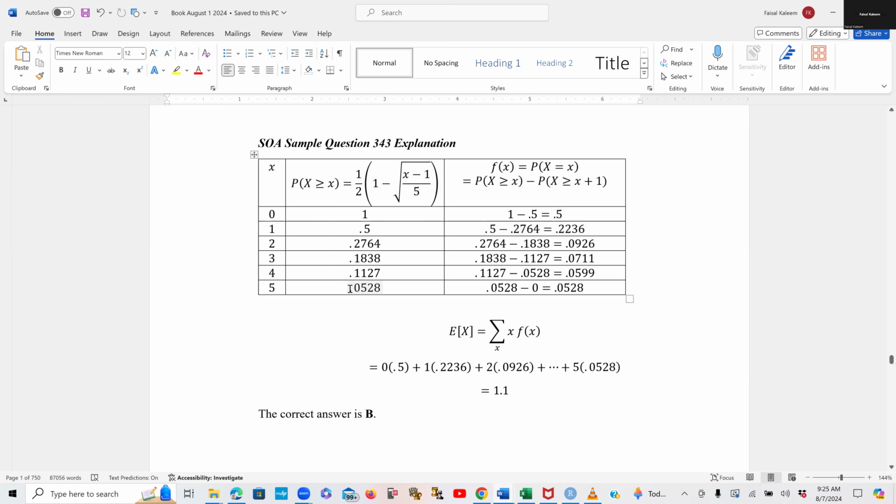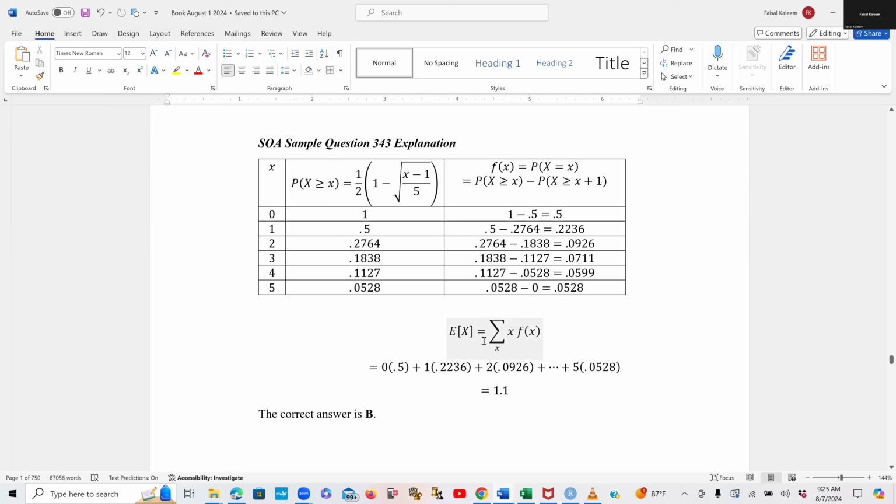And lastly, probability X is equal to 5 would be probability X greater than or equal to 5 minus probability X greater than or equal to 6. So there is no 6 here because this function finishes up. The x values are 1, 2, 3, 4, 5. So the probability X greater than or equal to 6 will be just 0. And it can be seen from here also: 6 minus 1 is 5, 5 over 5 is 1, and 1 minus 1 is 0.